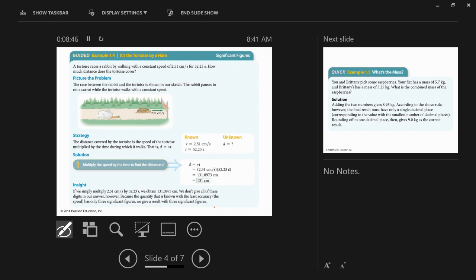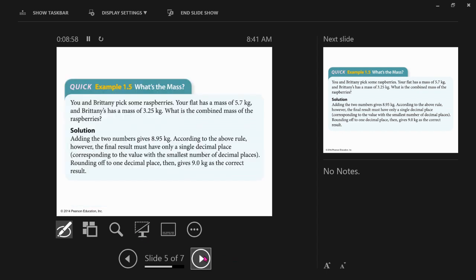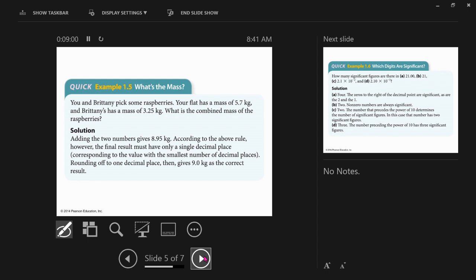All right, let's try another example. You and Brittany pick some blackberries. Your flat has a mass of 5.7 kilograms. Brittany's has a mass of 3.25 kilograms. What is the combined mass of the blueberries? Now, I'm going to have to trust you. Don't read the solution part. Try to figure it out.